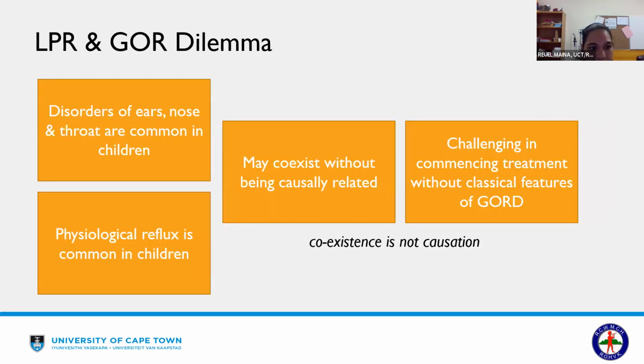So the dilemma here is that there are disorders of ears, nose, and throat which are common in children, and physiological reflux is common in children. These two may coexist without there being a causal relationship. And the challenge here is when to commence patients on treatment without classical features of gastroesophageal reflux disease. So that's the real question for ENTs.